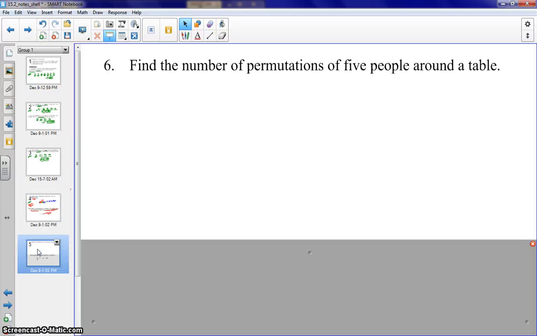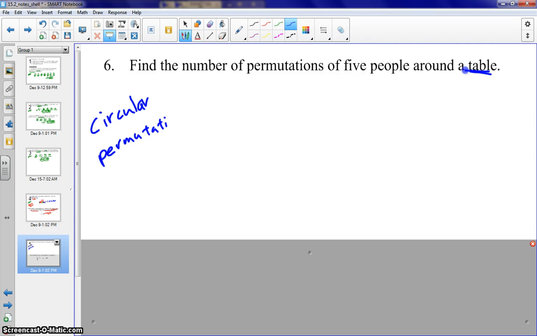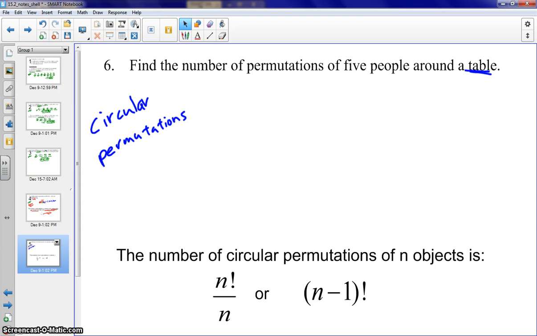Example 6, again, another special count here. Find the number of permutations of 5 people around the table. Now we are assuming this table is circular. Okay, so this is called circular permutations. And how we would go about doing this is by using the formula n factorial over n, or simply n minus 1 quantity factorial. So the quantity of n minus 1 factorial.